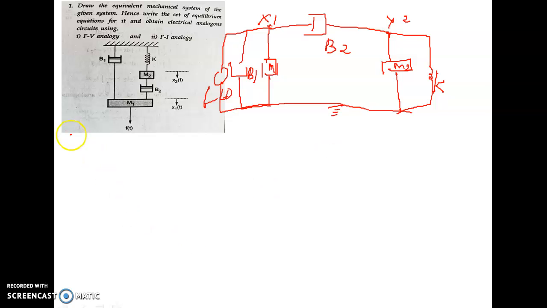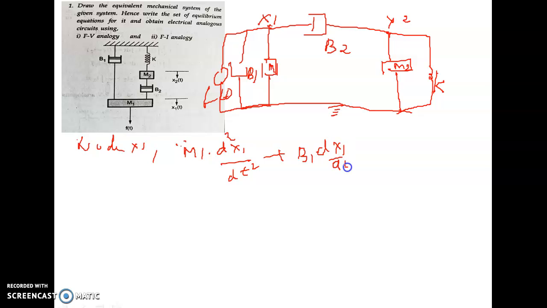Now let us write the mechanical differential equations, the equilibrium equations for the given problem. Let me take the node x1. For node x1, we have the mass m1, damper b1, and b2 connected to x1. So the differential equation is m1 d square x1 by dt square plus b1 dx1 by dt plus b2, which comes in between x1 and x2, so dx1 by dt minus dx2 by dt, is equal to f of t. This is the expression for the node x1.